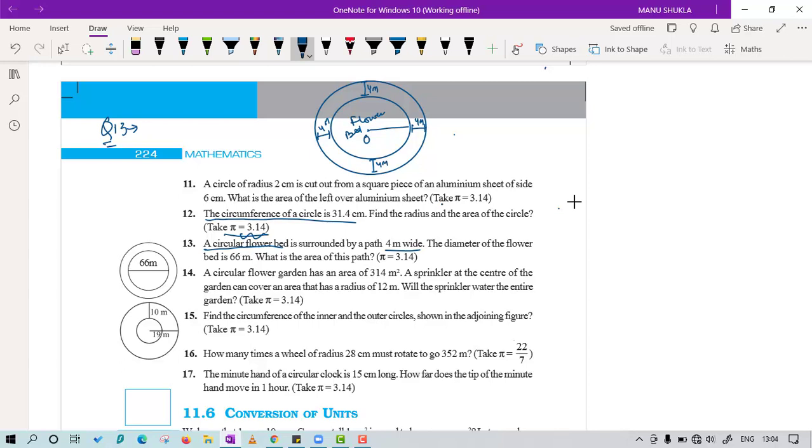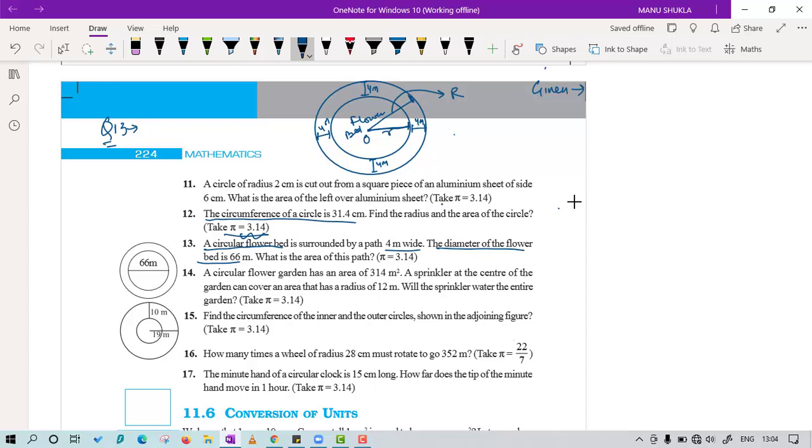So what they are saying is the diameter of flower bed is 66 meter. So given to us. Now again, if you observe, there are two circles. One, the inside one, that is your flower bed till here, and one is till here. So let me call this one as small r, that is the radius of main flower bed or the inner circle, and this as capital R, that is the radius of outside circle.